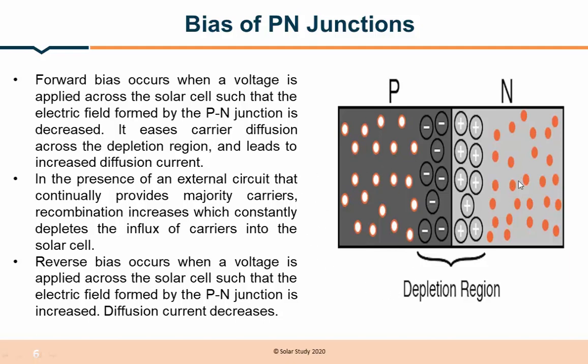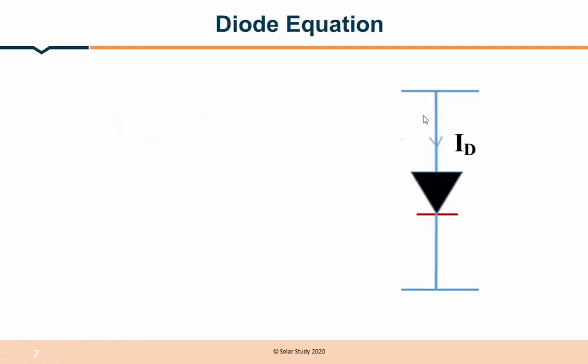So when forward biased, there will be a circulation of current. In reverse bias, there is no circulation of current. Now we will see the diode equation. This symbol indicates the basic forward-biased P and N junction diode. This side is the P side, this is the N side.